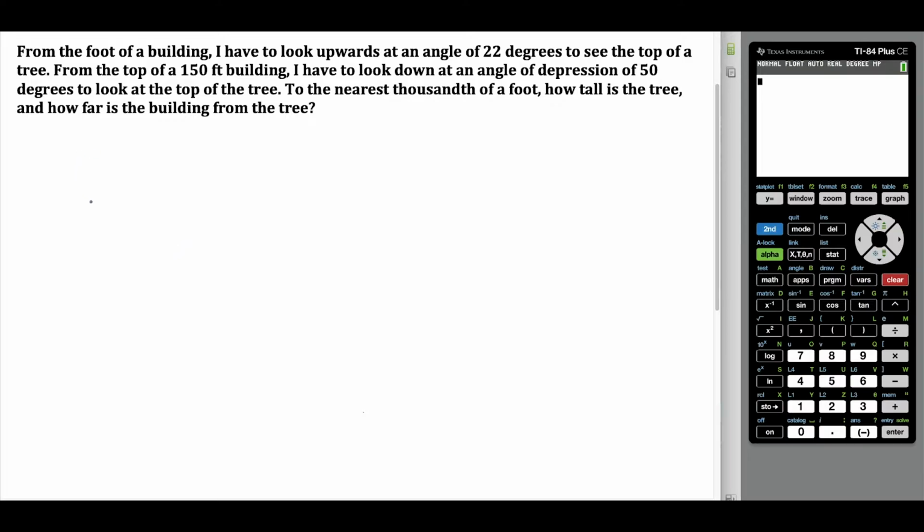I want to take a look at an angle of elevation and depression word problem. So we're looking at this question here, and we're starting with some building. I'm going to draw a rectangle here to just represent any building.